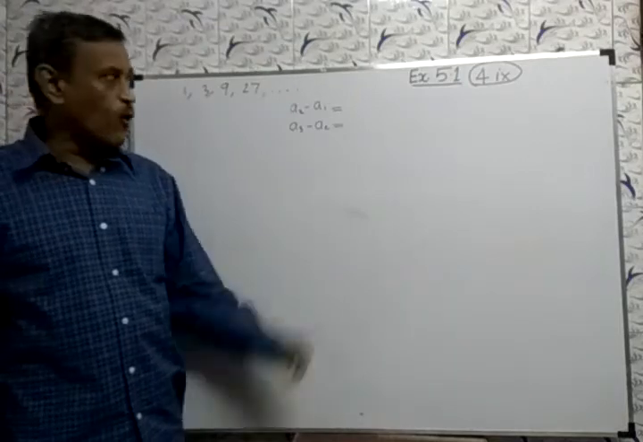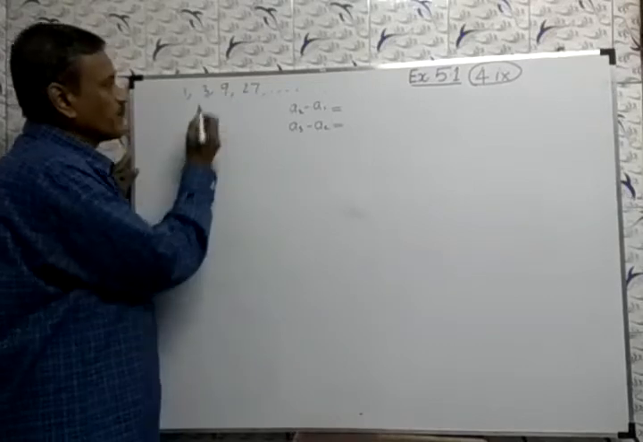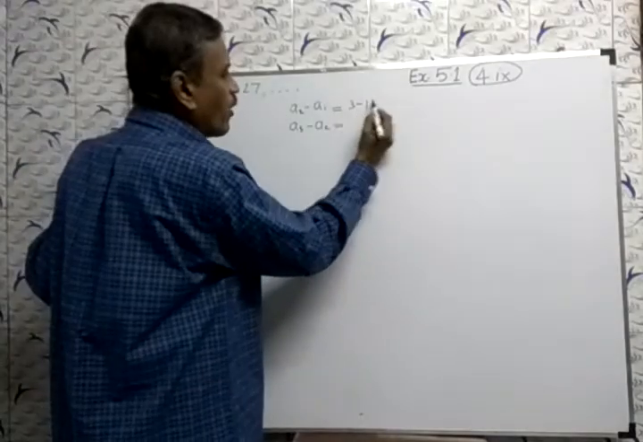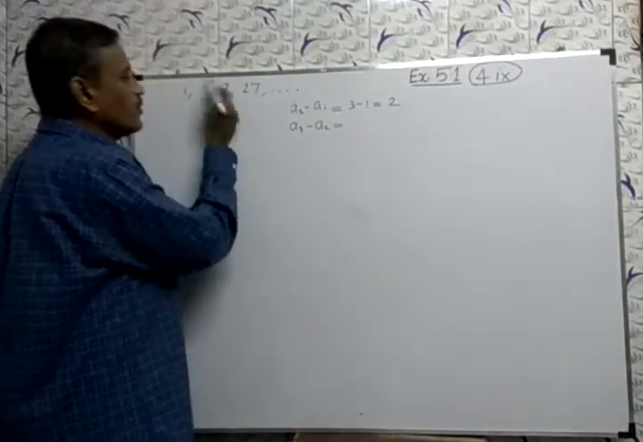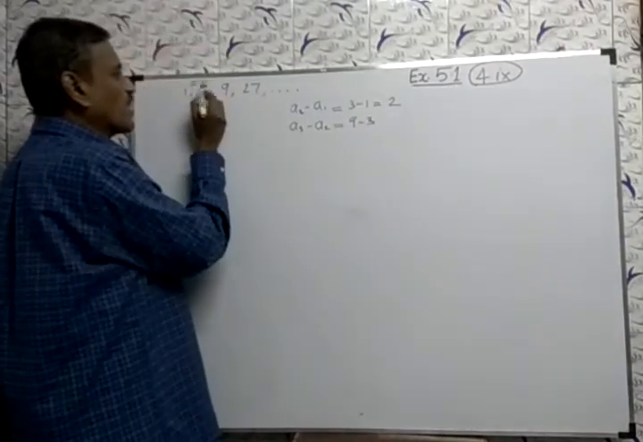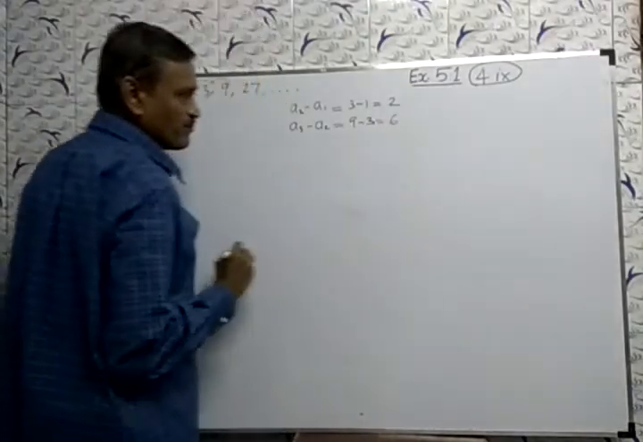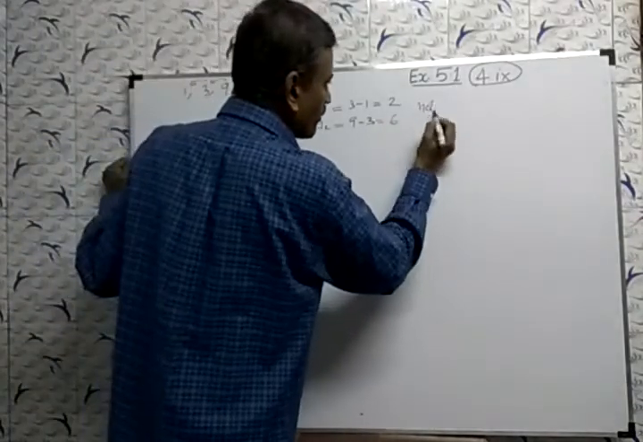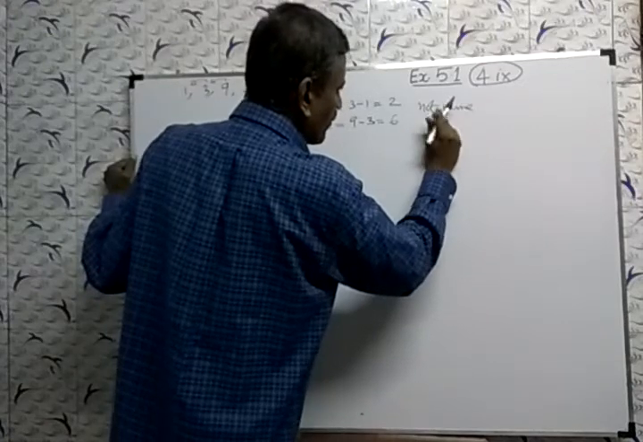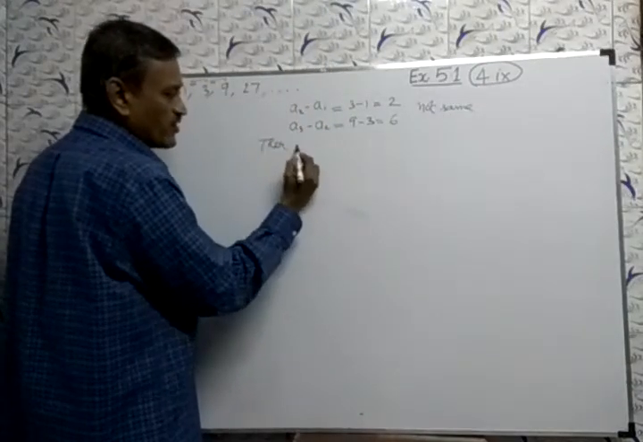Exercise 5.1, question number 49. Check AB. 3 minus 1, 2. 9 minus 3, you have to check like this. Answer is 6. Not same. Therefore, there is no common difference.